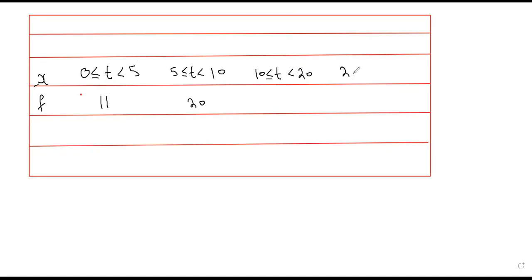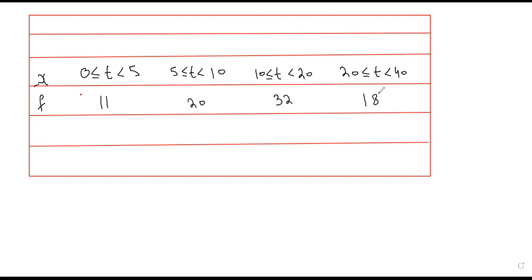Then we have 20 less than equal to T less than 40. Okay. So this is coming 32 times and this is coming 18 times. Let's stick to these 4 ranges for this question. Okay. Now this is the question. This is what you have initially.